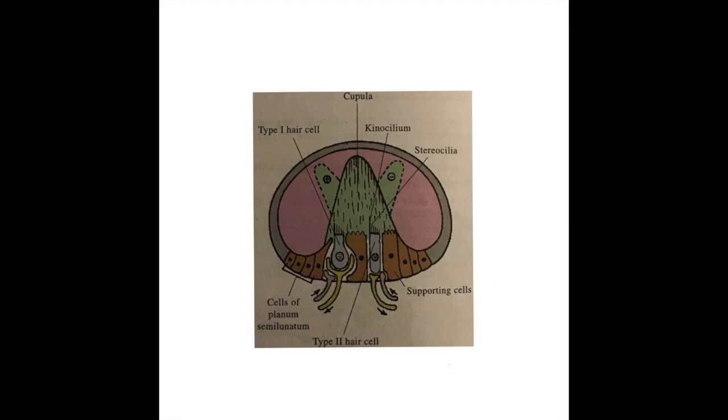The bases of the hair cells are innervated by the vestibular nerve. The types of the hair cells and the orientation of the stereocilia and the kinocilia are similar to those of the macula. In the ampulla of the lateral semicircular duct, the kinocilia of the hair cells are directed towards the utricle, whereas in the ampullae of the anterior and the posterior ducts, they are directed away from the utricle.